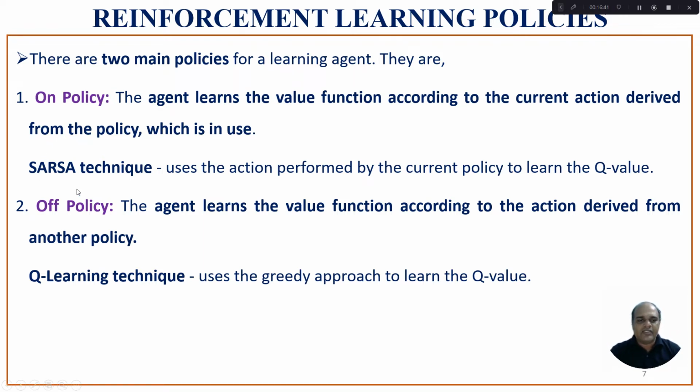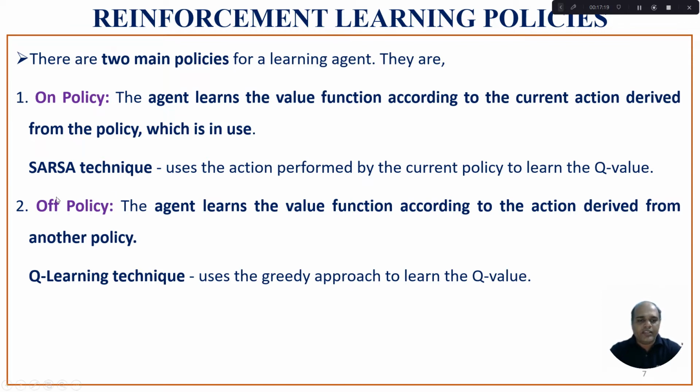One such technique is SARSA. SARSA is state, action, reward, state, action. The first S stands for the current state. In the current state, the agent performs an action, gets some reward, and moves into the next state, and in the next state it performs some action. That is the SARSA technique. This is an on policy technique, so whatever experience it gained earlier will be used for deciding the current action.